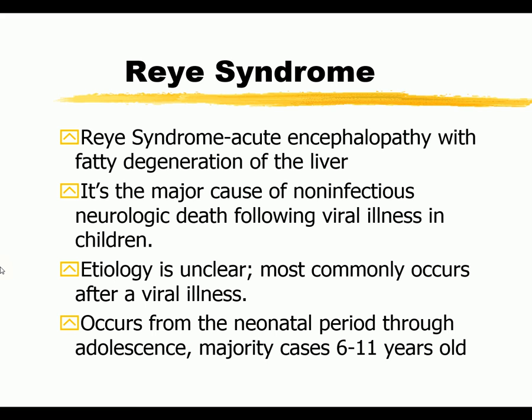I'm not going to talk much about Reye syndrome. We've already been over this, but it's an acute encephalopathy with fatty degeneration of the liver. So it affects the brain and the liver. We know it occurs after certain children have had certain viral illnesses. The etiology is unclear, but they think it is particularly maybe related to receiving aspirin during that time. And it occurs from the neonatal period through adolescence, with the majority occurring at 6 to 11 because people probably thought it was safe to go ahead and give the aspirin by then, and it's not. No aspirin under 11. No aspirin under 11.